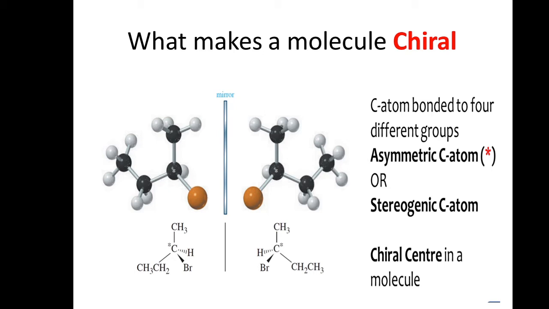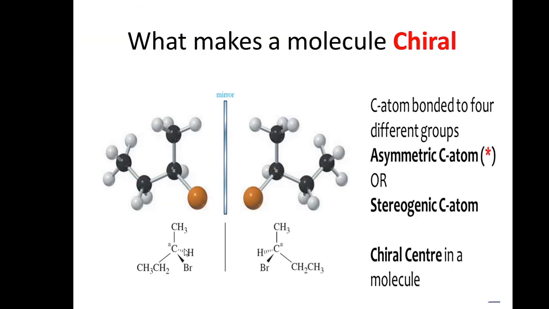If a carbon is bonded to 4 different groups, such carbons are known as asymmetric carbon atoms or stereogenic carbon atoms. Here you can see in this example, this carbon is connected to 4 different groups: a methyl group, hydrogen, bromine and ethyl. When you take the mirror image of this molecule, it is non-superimposable on its mirror image. So this can be considered a chiral molecule, and this carbon is known as a chiral center.